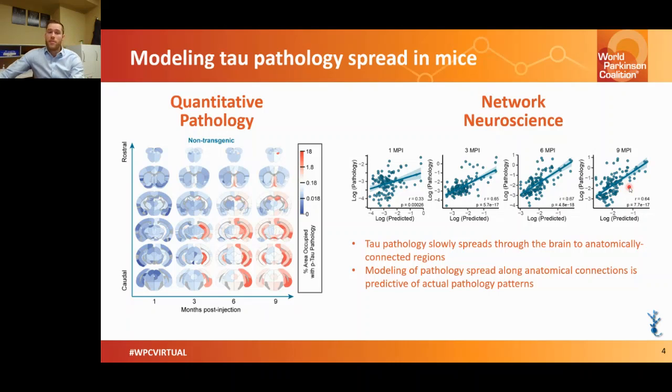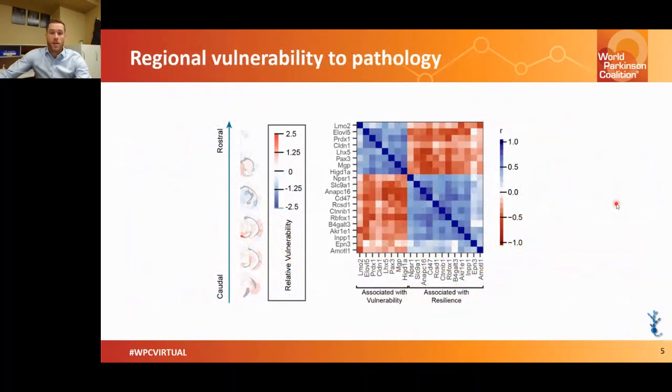However, some regions still get more pathology than we would expect based on anatomical connectivity alone, and some get less. And we can think of these differences as a measure of vulnerability. When we take those vulnerability values and average them over time and across brain hemisphere, we get relative vulnerability values as shown here, with more vulnerable regions shown in red and less vulnerable or resilient regions shown in blue.